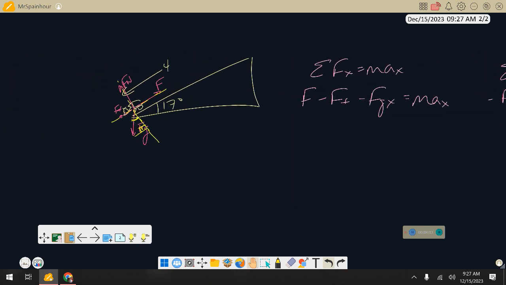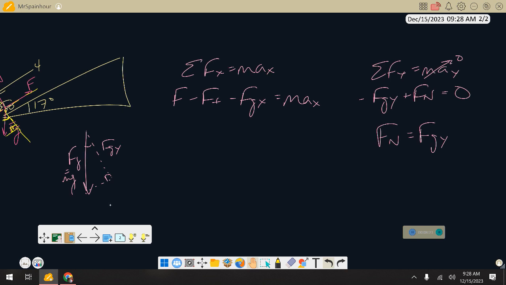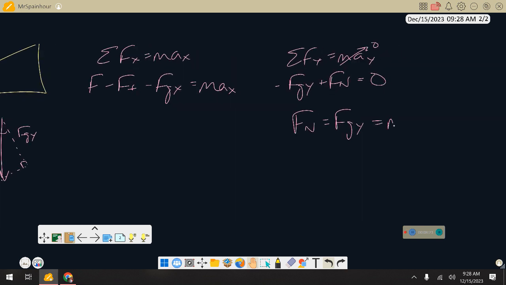And looking at that triangle again, I'm just going to blow this up. Here's force of gravity, which of course is equal to mg. Here's your triangle. So what trig should I use to get force gravity in the y? Cosine, because it's adjacent. So I come over here, mg cosine of 17 degrees. Of course, you can plug in numbers whenever you'd like.